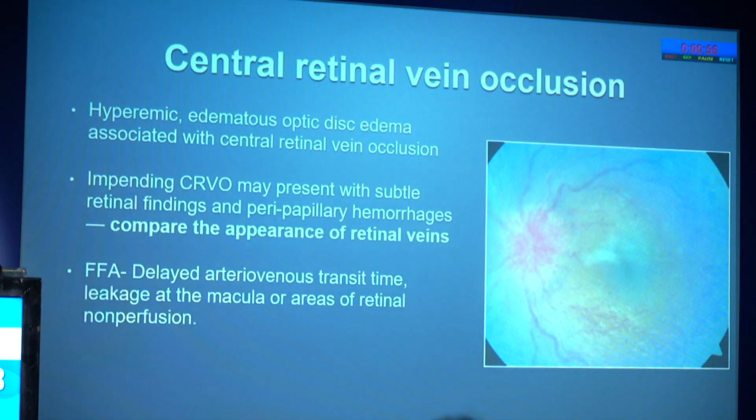There is a hyperemic disc with associated attenuated vessels with hemorrhages all around extending towards the arcade. You do an FFA if you want. You can see that there is delayed AV transit time with leakages at the macula.